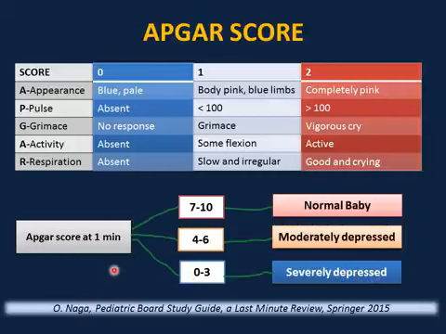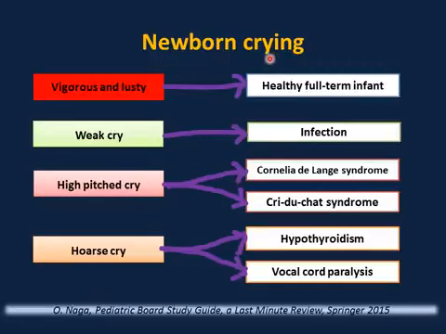Then you need to repeat at 5 minutes. If the APGAR score remains low, less than or equal to 5, this is indicative of impaired transition and possible poor outcome. So you need to repeat the APGAR score every 5 minutes as you are resuscitating the baby to check for response to resuscitation. Characteristics of newborn crying can be suggestive of a possible underlying medical problem.